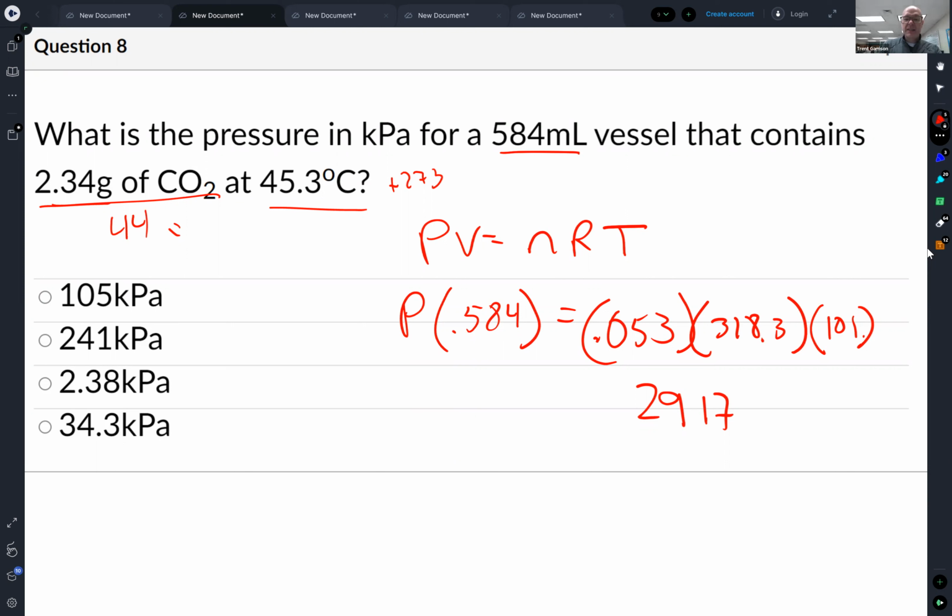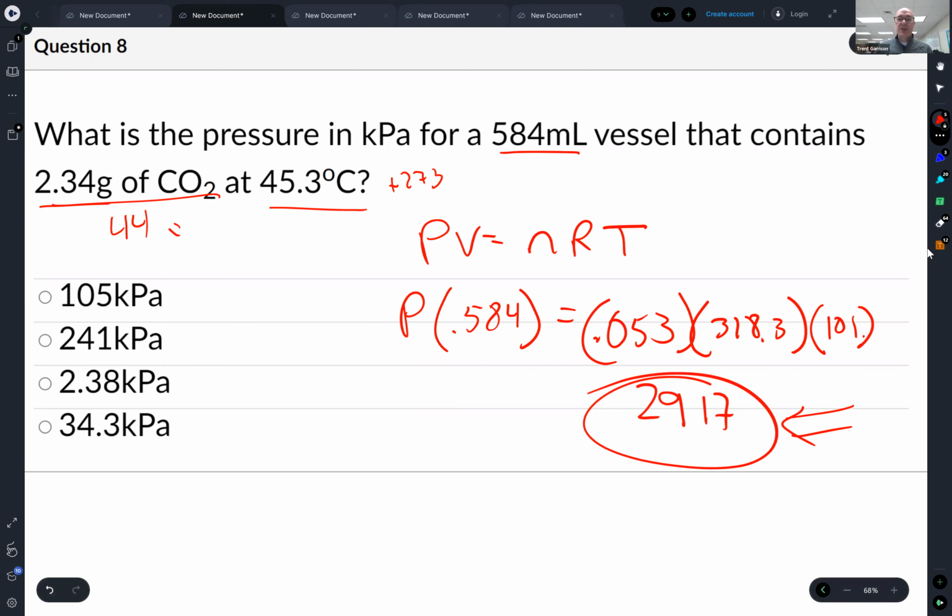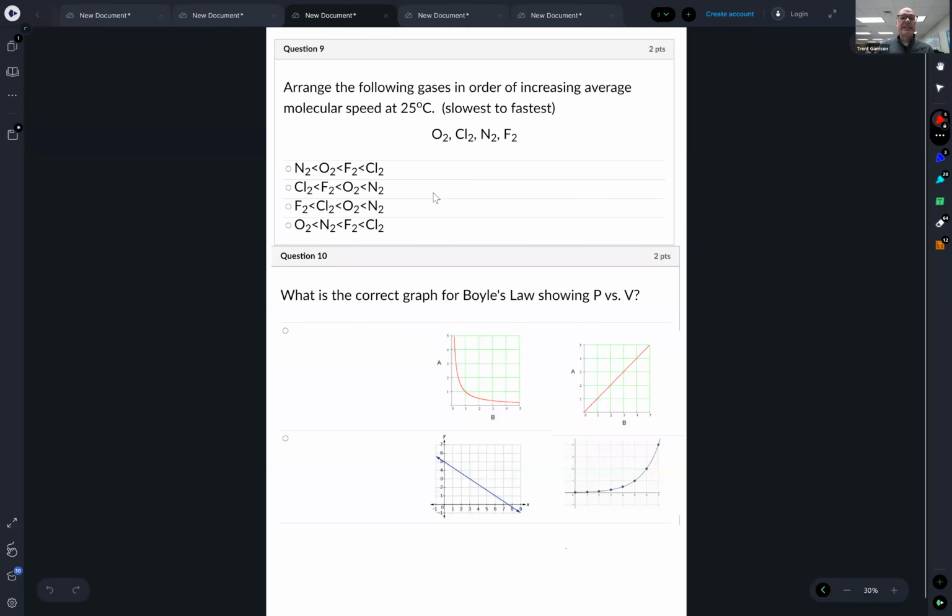So this one is somehow not working for me. So I'm going to have to reevaluate my answers on this one. That should have been your answer right there, though, because I've got moles and I've got temperature and I've got an R value in kilopascals. My guess is I probably used atm when I was making the key for this one. All right, so we will have to figure out number 8, and we'll come back to that one in just a second. Number 9.